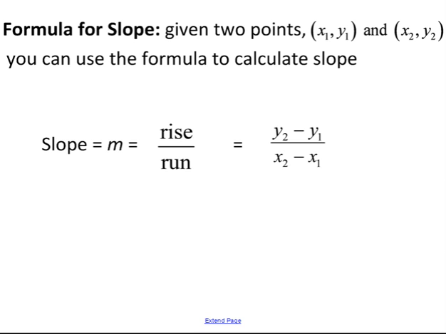Another way of saying slope is rise over run. I'm sure you've heard that phrase before, rise over run. The letter we use to indicate slope is M.